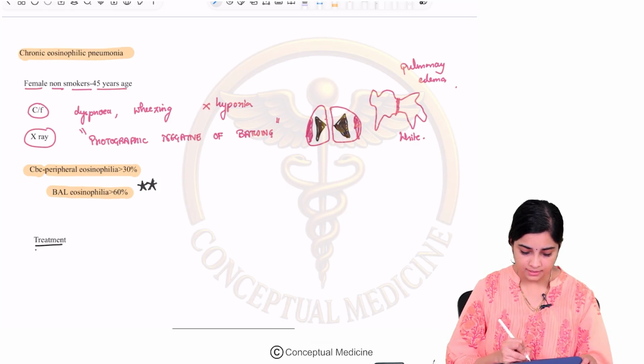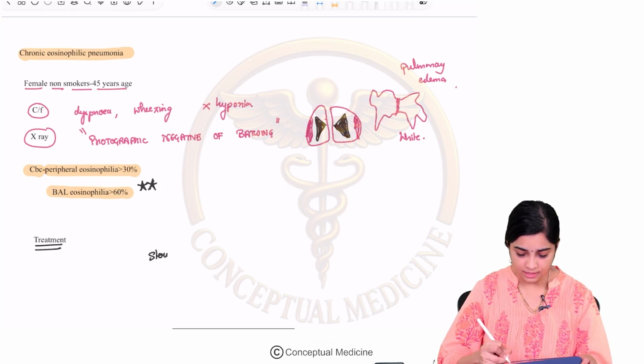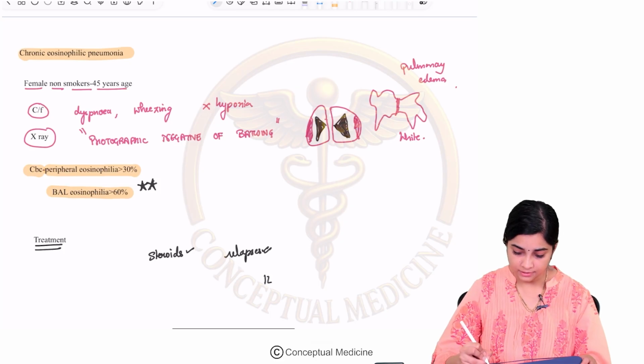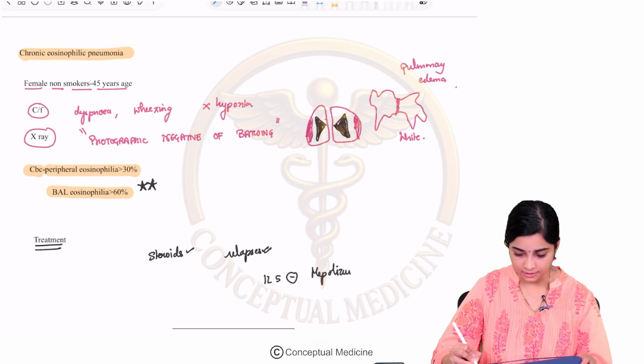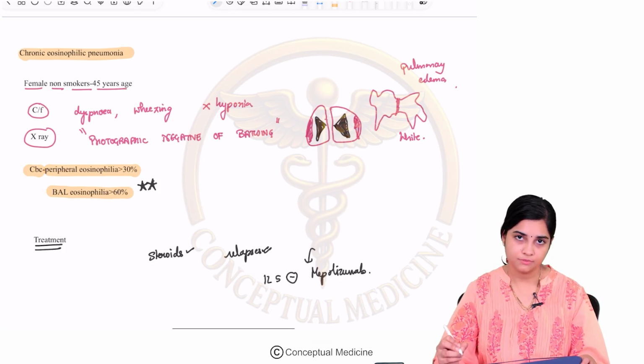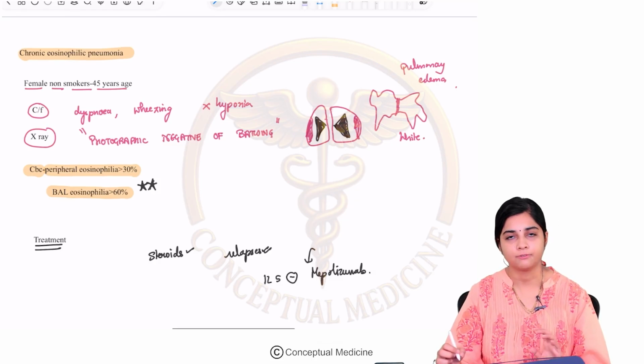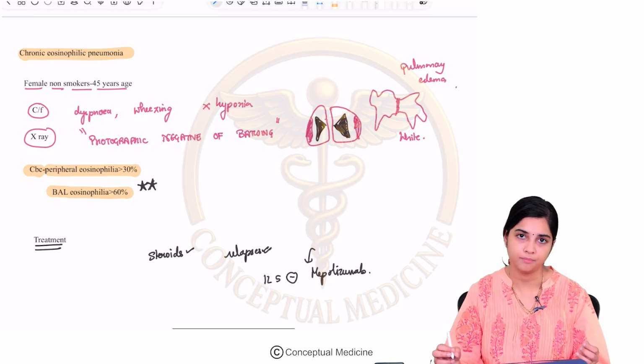And what is the treatment? Again, these patients are responsive to steroids. However, relapses are more common, and hence anti-interleukin 5 inhibitors like mepolizumab are being tried. These are the newer drugs used in the treatment of chronic eosinophilic pneumonia. They are still being tried.